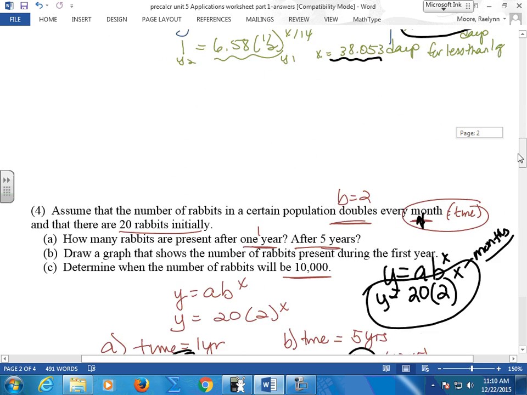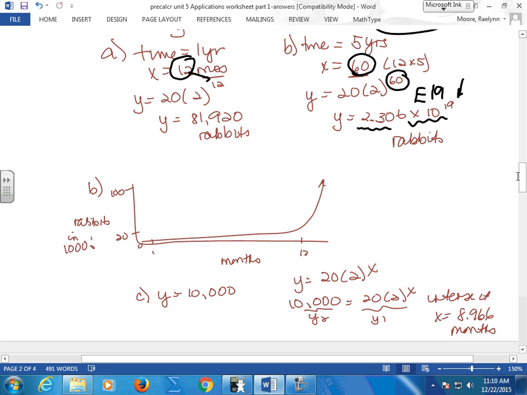And the last part of that, you just had to graph. You had to graph when it was going to be 10,000. Mine were in thousands. And do an intercept. And we were pretty close on this. This was after 1 year. So it had to be a little bit after 1 year.